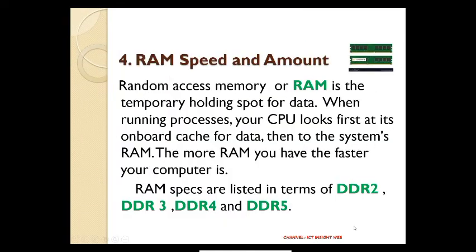The fourth one is RAM speed and amount. We all know what RAM is: random access memory. In every computer, it's a temporary memory that aids the speed of your computer. So the larger the amount of RAM you have in your computer, the faster your computer will be. If I'm having 4 gig RAM on my computer and you're having 8, definitely your computer is capable of processing data and information, and it's going to be faster than mine. Types of RAM are DDR2, DDR3, DDR4, and DDR5.